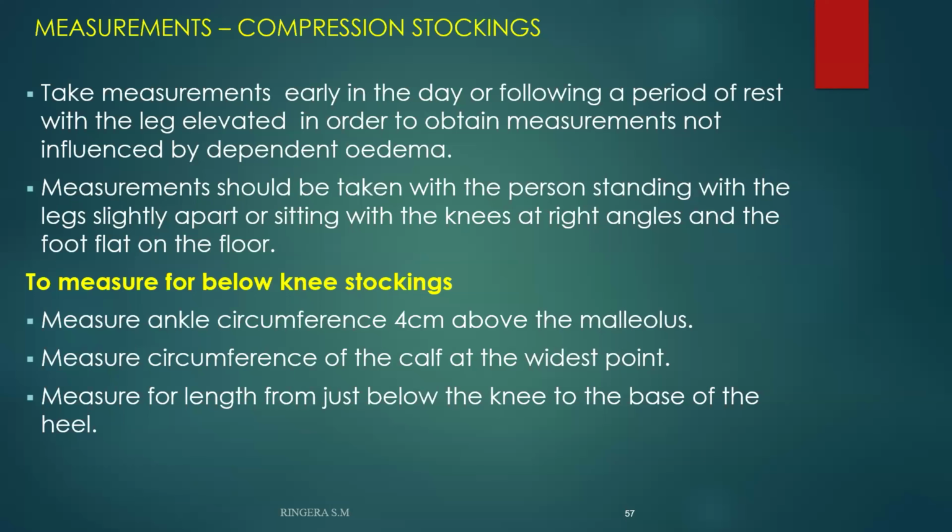To measure for below knee stockings, measure the ankle circumference, because there are different types of stockings. There are those which go up to the knee, those which go up to the thigh, and those which go all the way like a trouser up to the waist. Measure the ankle circumference 4 centimeters above the malleolus. Then measure the circumference of the calf at the widest point, and measure for length from just below the knee to the base of the heel.